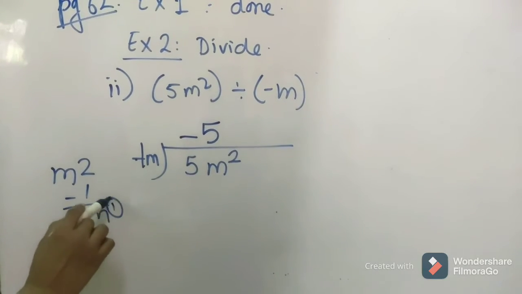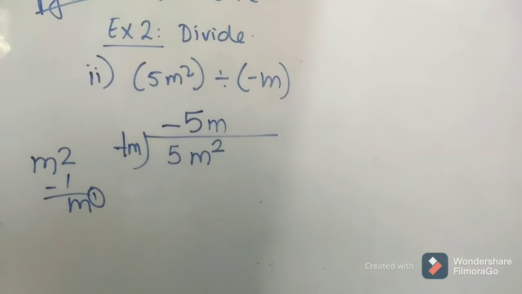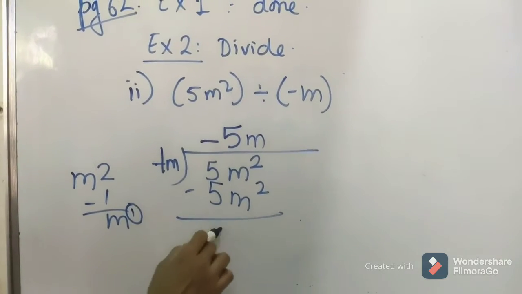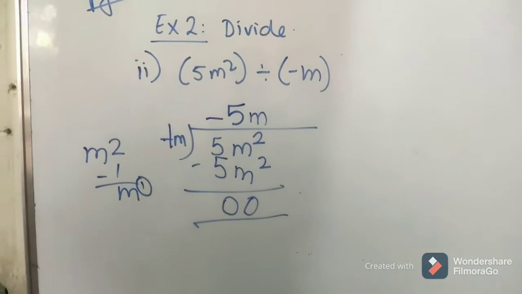So m raised to 1. So I have to multiply by m. That will give me 5m square. Again the remainder is 0.